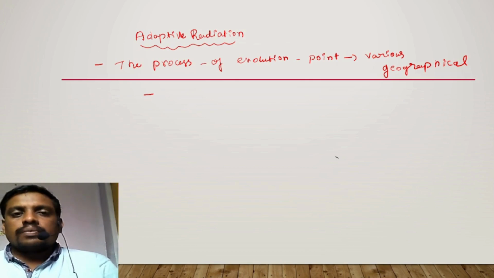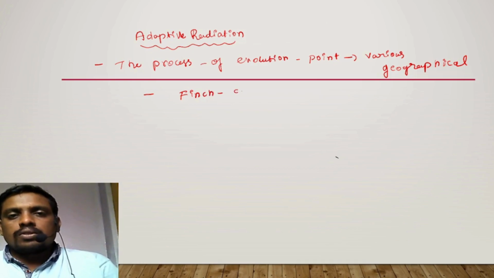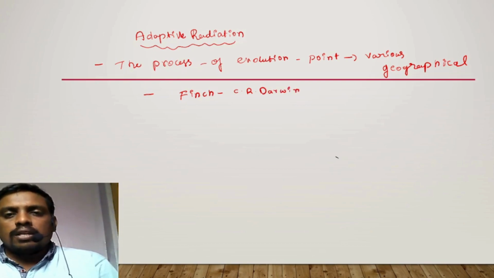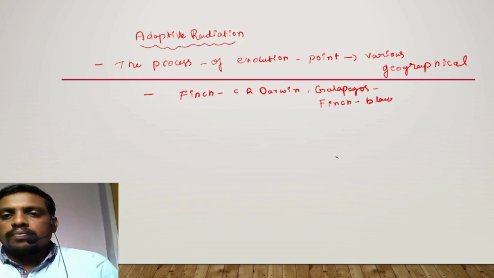If you carefully see, the best examples are the finch birds, which were studied by Charles Robert Darwin. He voyaged in his ship called HMS Beagle, visited the Galapagos Islands, and wondered by looking at finch birds. Finch birds are small black birds.